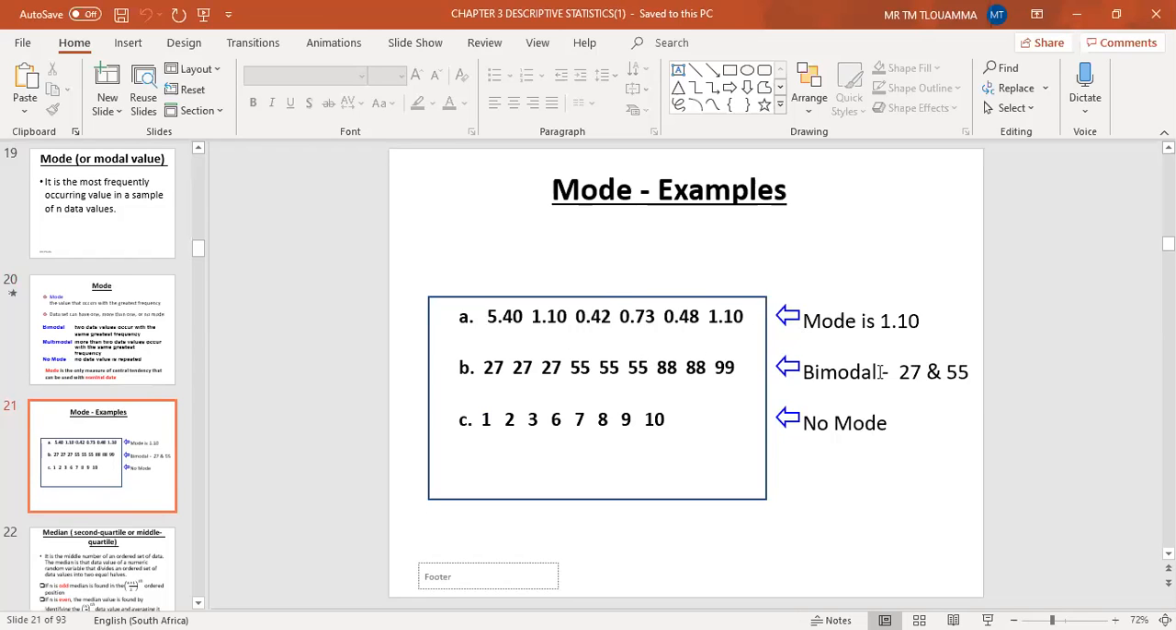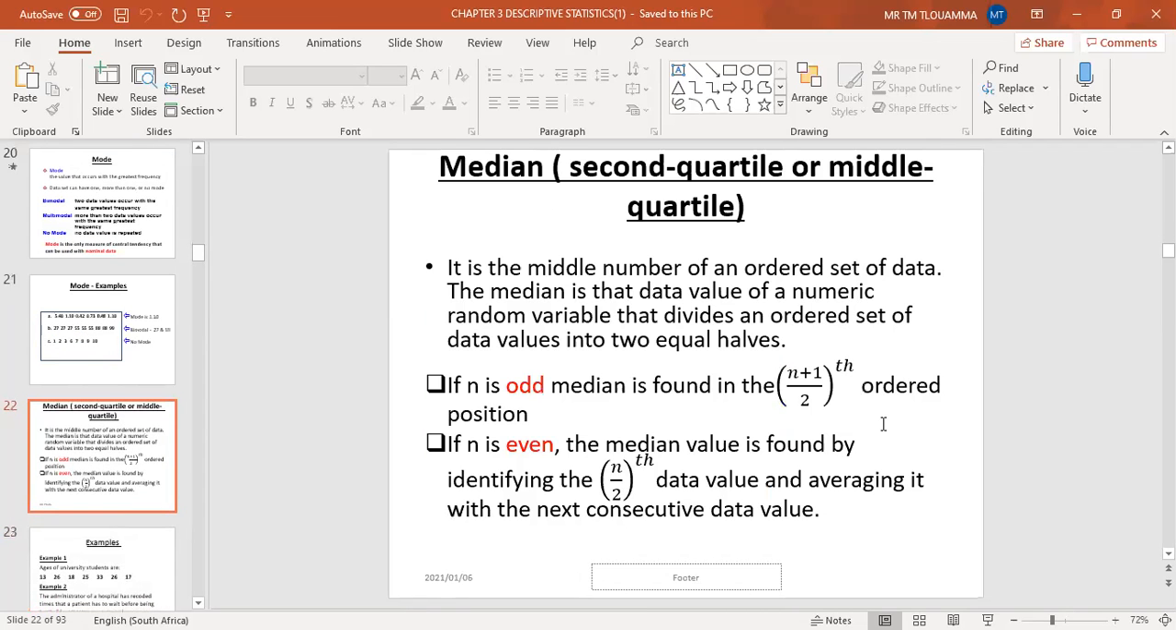So they call them bimodal because they are two. If it happens that 88 also appeared for the third time, we would say that 27, 55 and 88 give us multimodal, because they are more than 2. Then in this case, 1, 2, 3 up until 10, we don't have any value which is repeated. So hence we have no mode. Okay, so I believe we are done with the mode.